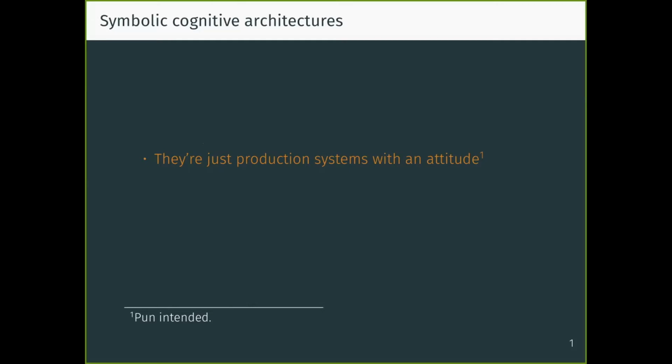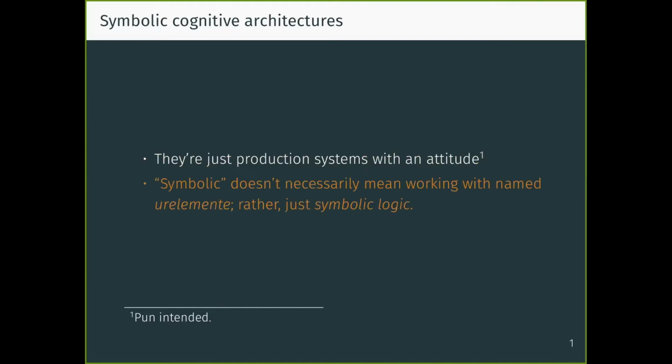Symbolic cognitive architectures are what are referred to when people talk about good old-fashioned AI. And they're essentially just production systems with an attitude, pun intended. But here, symbolic doesn't necessarily mean working with primitive atoms in the style of nominal set theory, rather just symbolic logic. This could be the internal logic of a category, for example.